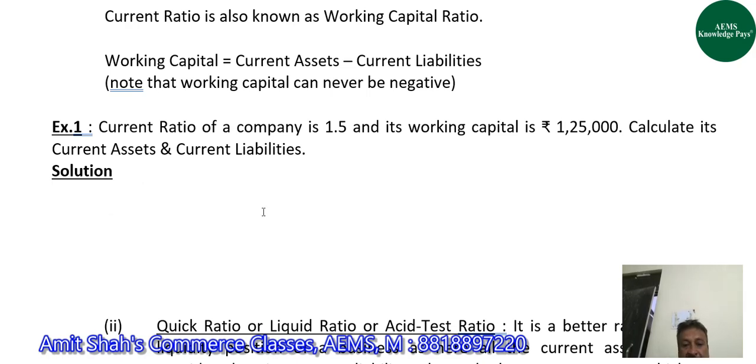The current ratio of a company is 1.5, that is 1.5 times or 1.5 is to 1, and its working capital is 1,25,000. We have to calculate current assets and current liabilities.